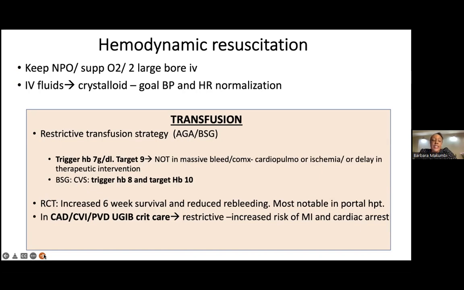Many studies have been done in critical care with regard to these values that have been formulated, and it relates to an increased 6-week survival, as well as reduced rebleeding times, especially in your portal hypertension patients. And then they said with the restrictive approach, in patients that do have cardiovascular risk factors, being too restrictive with those patients increases the risk of myocardial infarct and cardiac arrest.